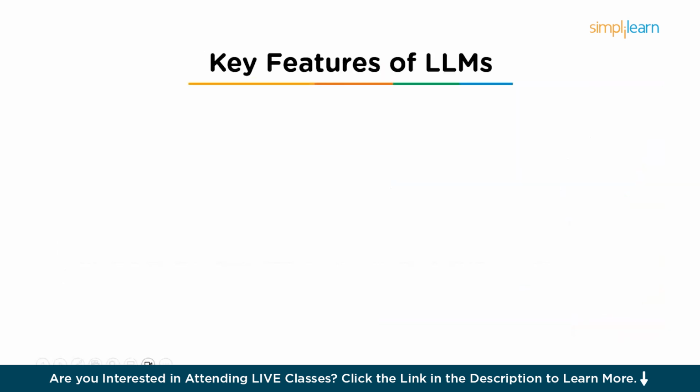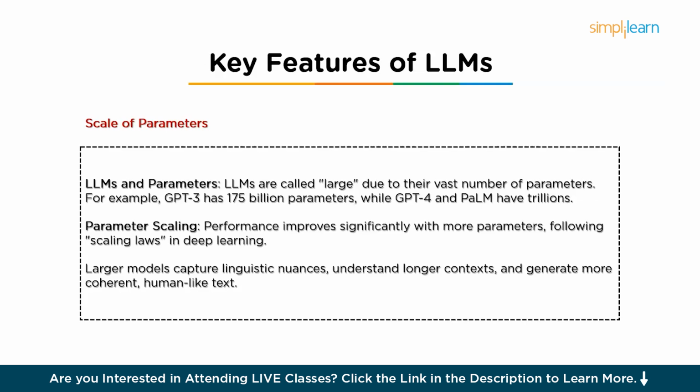Next, let's see the key features of LLMs. There are several features which contribute to the remarkable performance of large language models. So let's see one by one. The first one is the scale of parameters. LLMs are called large because they have an enormous number of parameters, right? The learnable weights within the model.